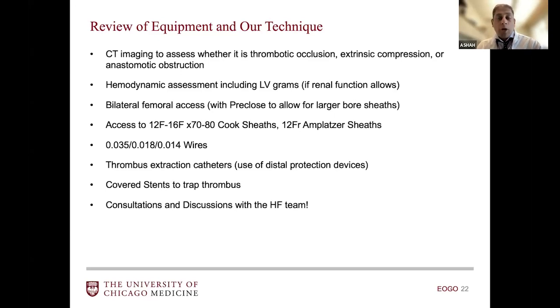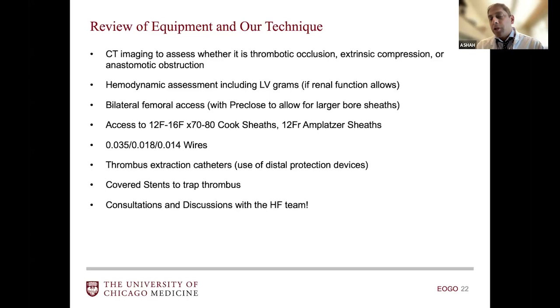and to minimize vascular access complications later. It's really important to have access to 12 to 16 French, 70 cm to 80 cm Cook sheaths. And I also like the 12 French Amplatzer sheaths that are commonly designed for either large ASDs or VSDs. These are about 80 cm in length. That comes into play if it's a shorter patient, no problem getting in from the femoral.